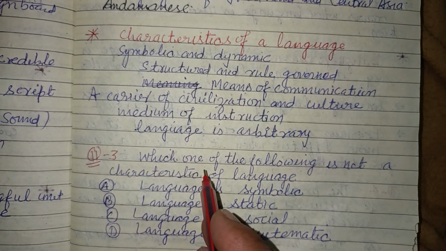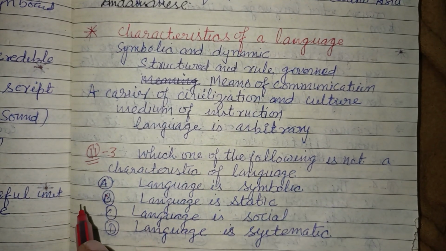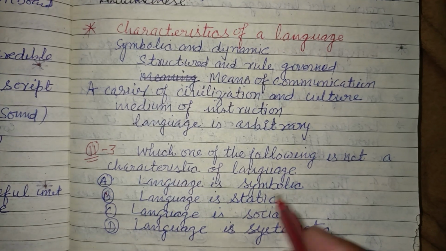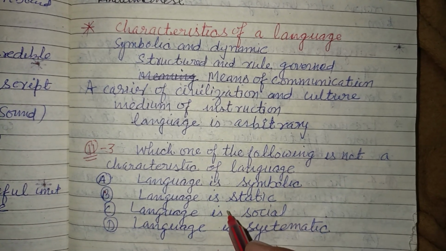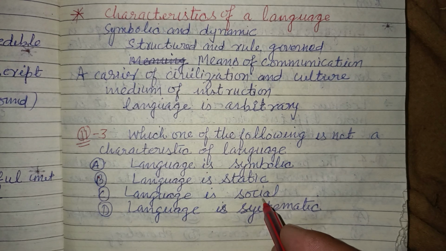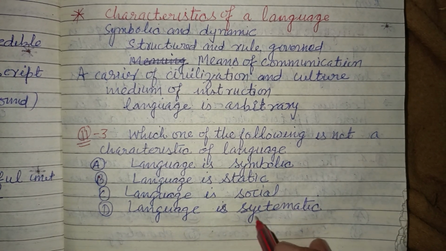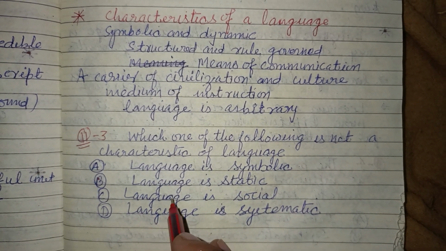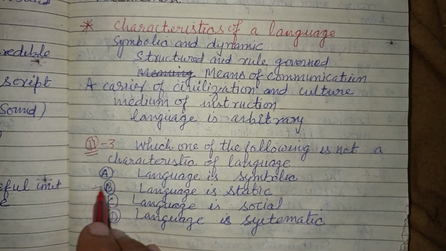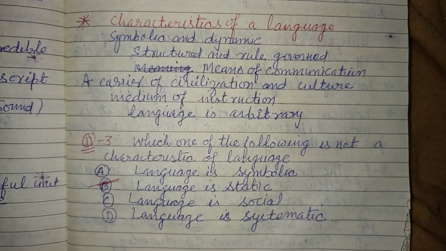Question number three: which one of the following is not a characteristic of language? Language is symbolic, language is static, language is social, language is systematic. Language is dynamic, not static, so language is static is not correct.